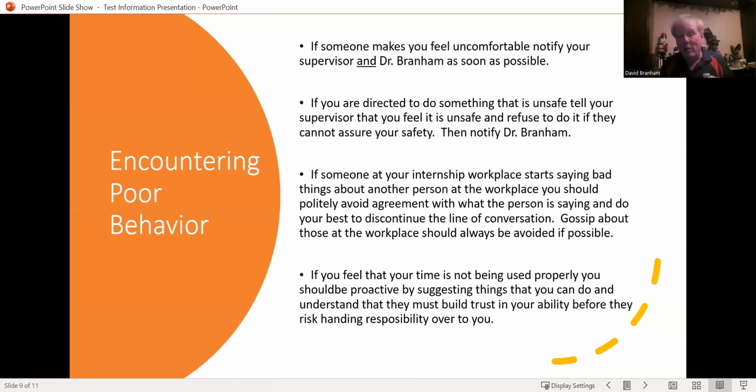And that way you can assure your safety. So if you think, oh, this doesn't look safe, just tell your supervisor, I don't think I can do that. And then if the supervisor gets upset about it or has an issue with it, just let me know that on top of that. First, you let me know that you were put in an unsafe situation. Second, let me know if your supervisor had an issue with that.